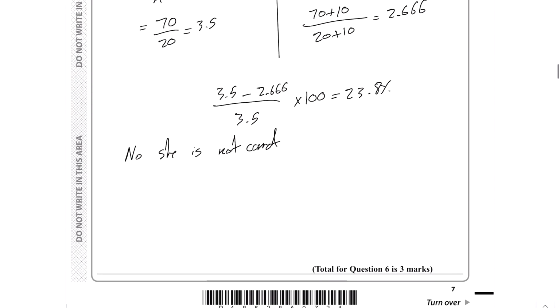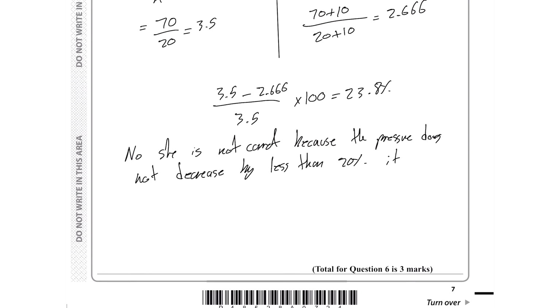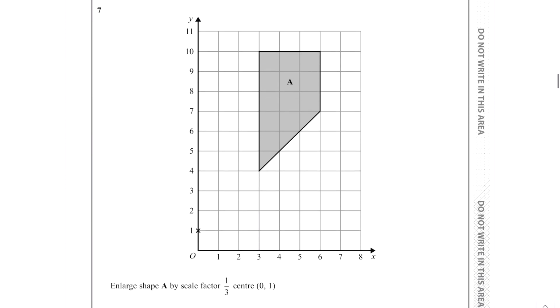She said the pressure decreases by less than 20% because, and then you just try to mention the answer in your response. No, she is not correct because the pressure does not decrease by less than 20%. It decreases by 23.8%. So moving on to the next one.